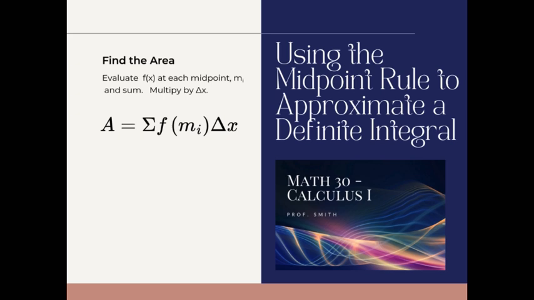To find the area, you have to evaluate f of x at each one of the midpoints, m sub i, and then sum them up. We also make sure that we multiply by delta x. The function evaluated at each of the midpoints gives us the height. Then multiply by delta x, which is the base. And when you multiply the height times the base, that gives you the area of the rectangle. Then you can sum up all of those areas, and that will give you the total area.